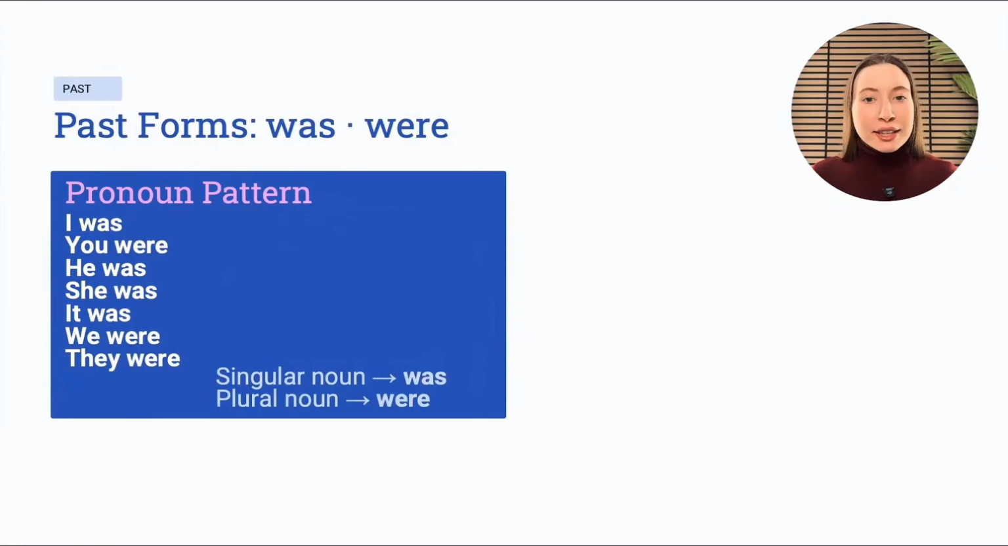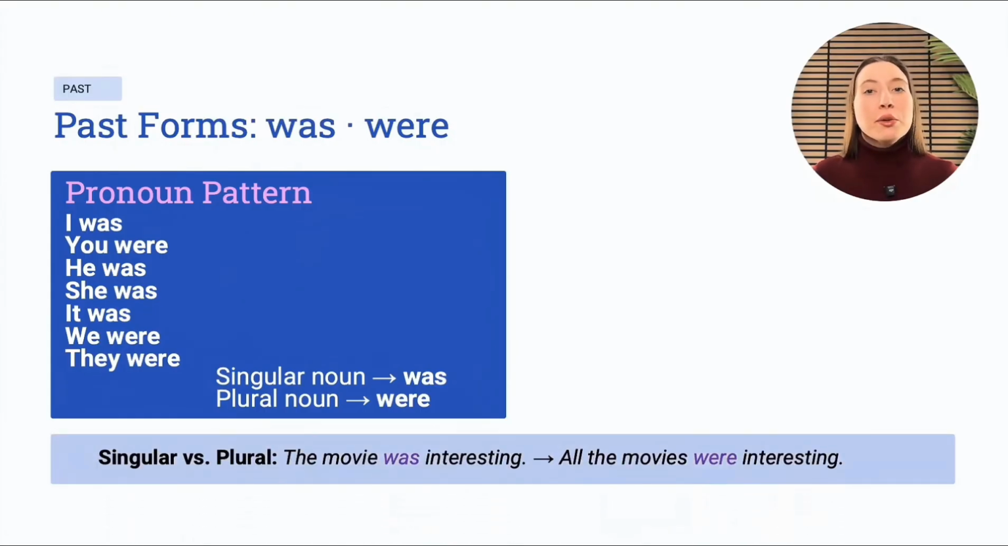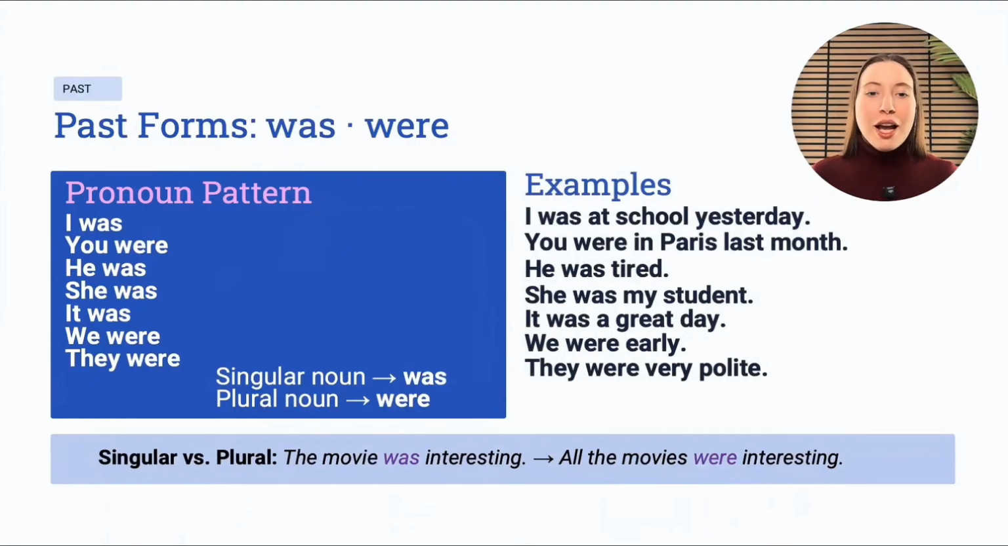With all the other singular nouns, we use was, and with all the plural nouns, we use were. So we can say the movie was interesting and all the movies were interesting. And here are some examples with all the pronouns. I was at school yesterday. You were in Paris last month. He was tired. She was my student. It was a great day. We were early. They were very polite.